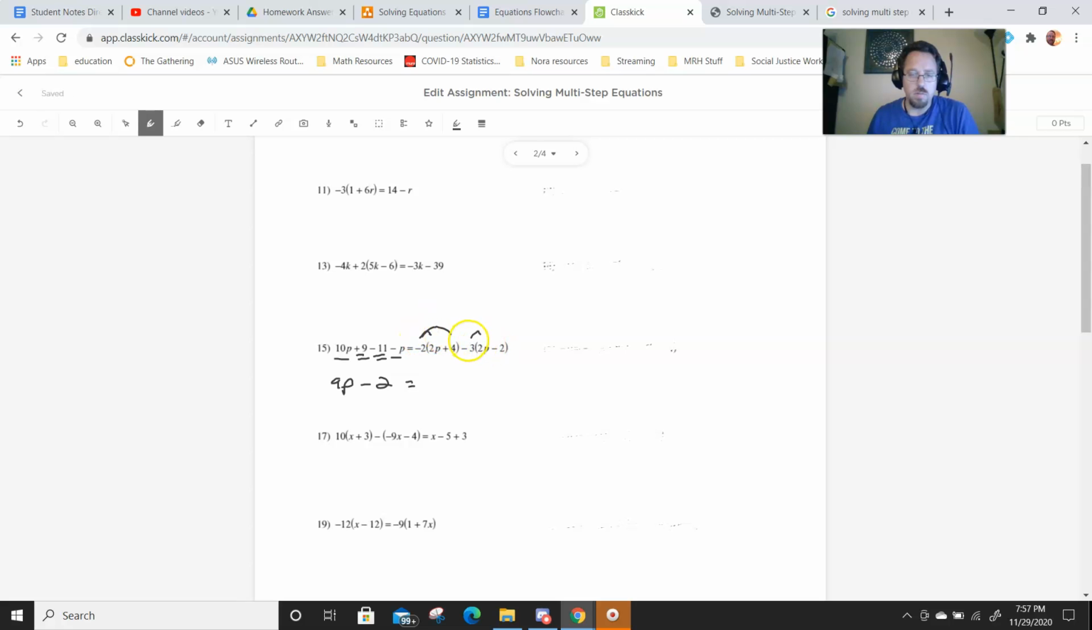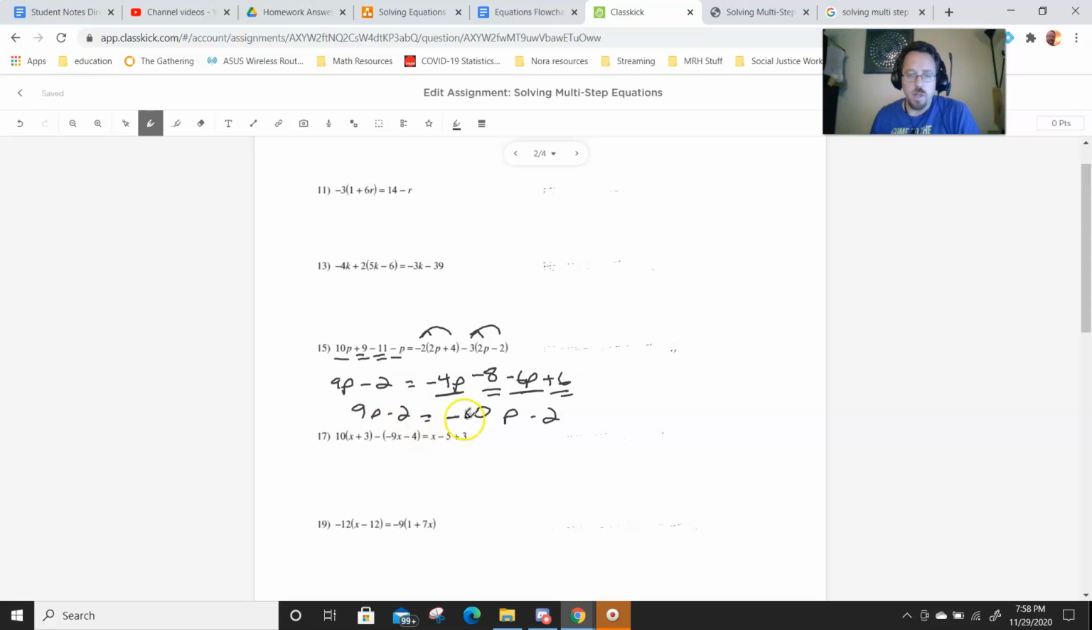Distribute here. So I have negative 4p minus 8 and negative 6p plus 6. Okay. I'm going to go ahead and combine my like terms on my right side before I start trying to solve this. So negative 10p and that's a negative 2. All right, so this is what I have at this point.